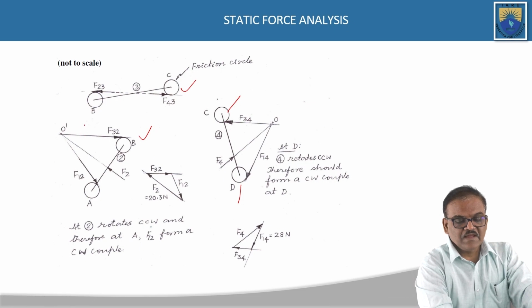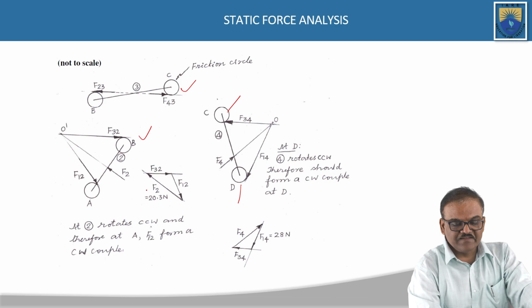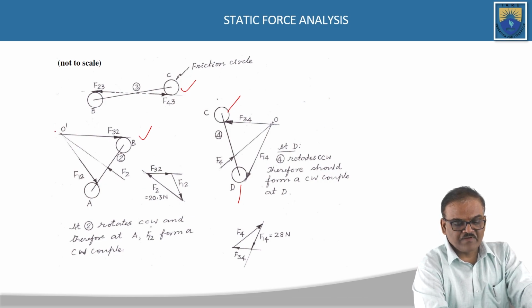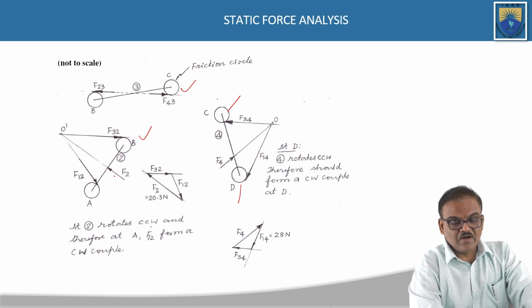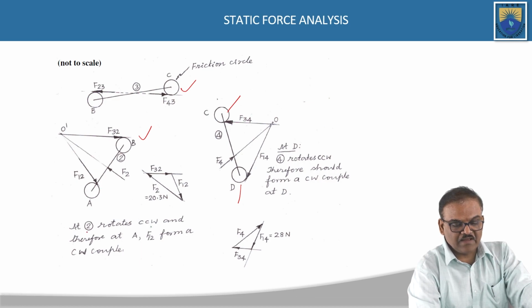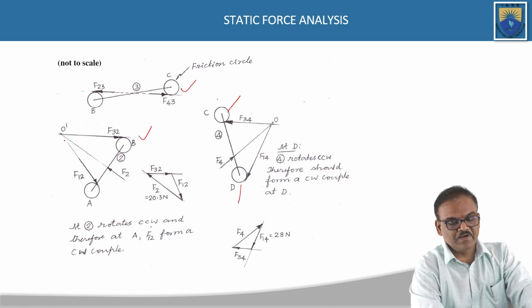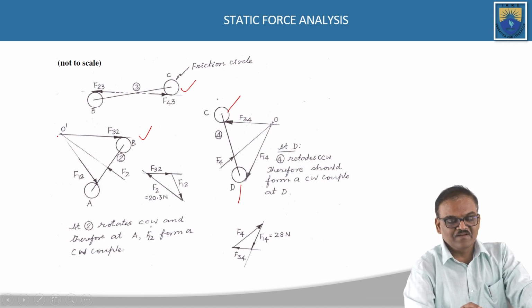Therefore, F23, F32 when it comes to link 2. Therefore, F2 is projected at O1 dash, and F2 is unknown, and we want to find the intersection point because of F23. Then F12 is also identified because it will be tangential. Link 2 rotates counterclockwise, and therefore at A, F12 forms a clockwise couple. Therefore, this point and this point have to be joined.